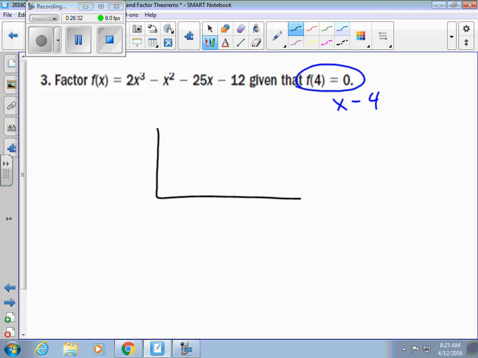So your coefficients are going to be 2, negative 1, negative 25, negative 12. Those are big numbers, but it just comes right off of the coefficients from the polynomial. You're dividing by f of 4, so you're dividing by 4. Straight down with the first one is 2. 2 times 4 is 8. Combine those two, you get 7. 7 and 4, you get 28. Combine those two, you get 3. 3 and 4, you get 12.